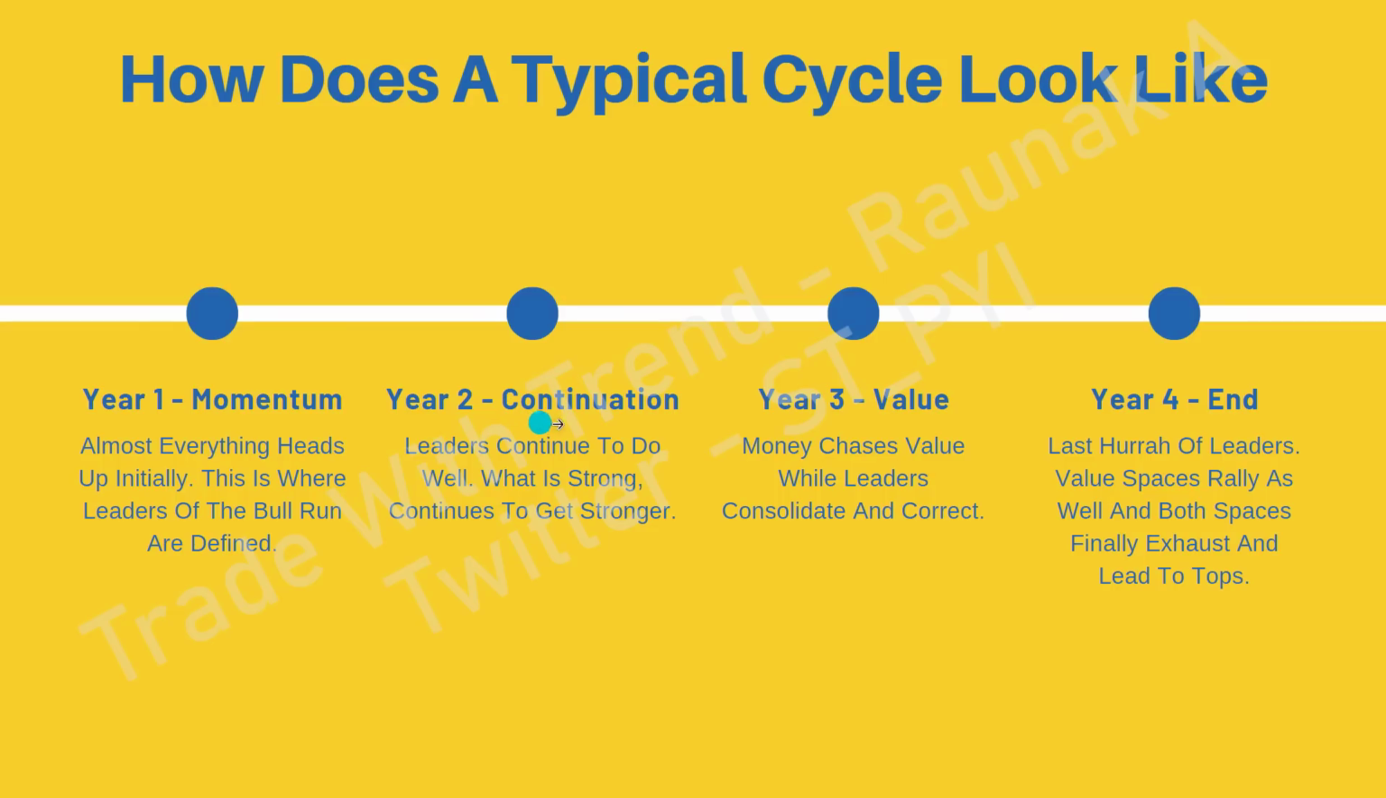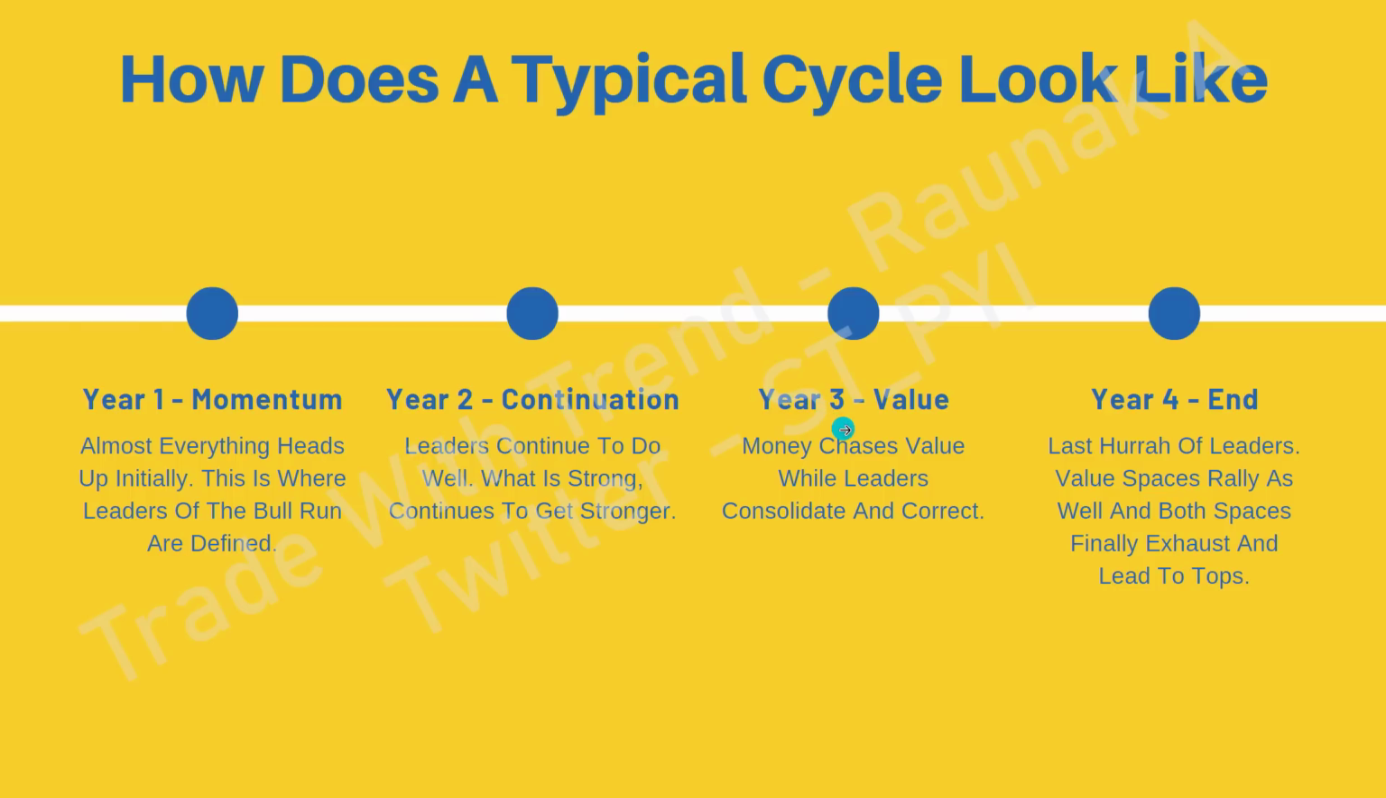Year 2 is when continuation happens in the market. Now these leaders continue to get stronger. They continue doing well. A lot of buzz is created, a lot of tweets are done, a lot of YouTube videos come out, and that is when the masses, that is the general retail population or the newer players in the market, start getting into these names, which we have largely seen, I think, from December 22 to something like December 23.